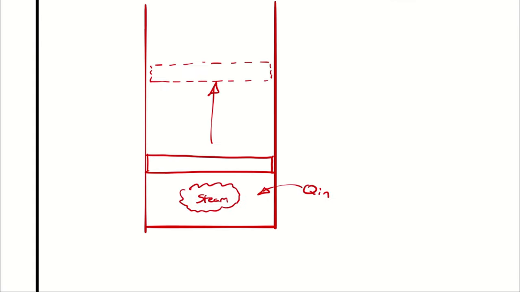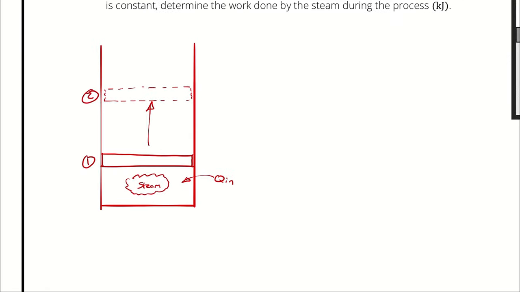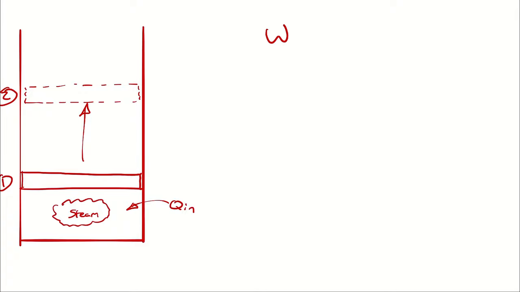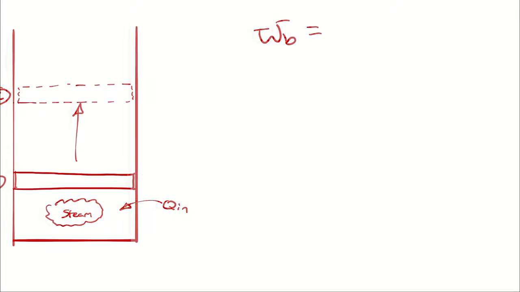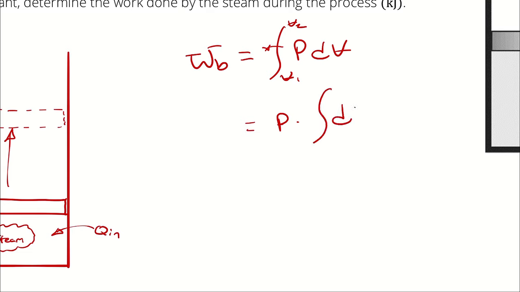So, we have expansion from 1 to 2. That's going to be a positive change in volume, and I'm going to have a boundary work associated with it. Since boundary work is defined as the integral of pressure with respect to volume, and my pressure is constant, this is going to become pressure times the integral of dV from V1 to V2, which is just going to be pressure times (V2 minus V1).